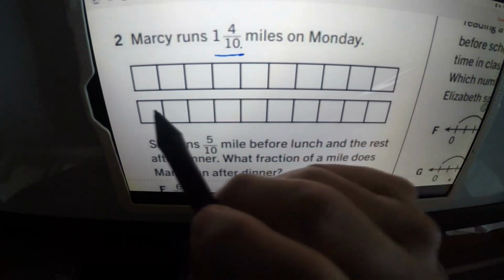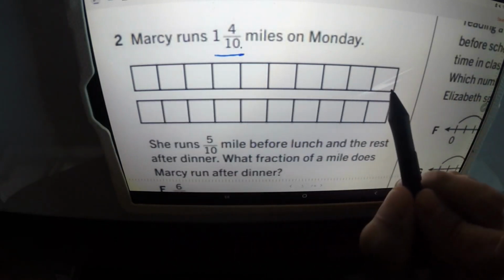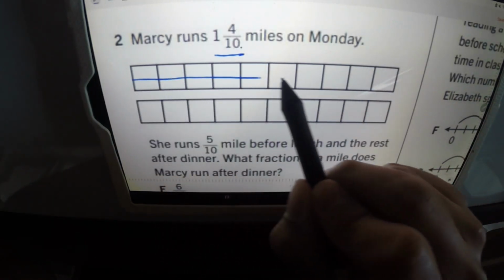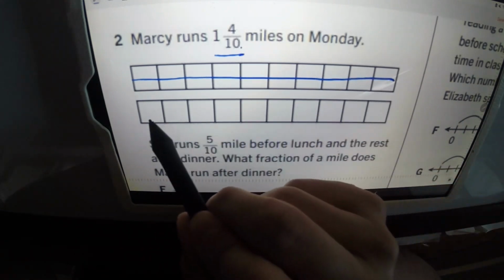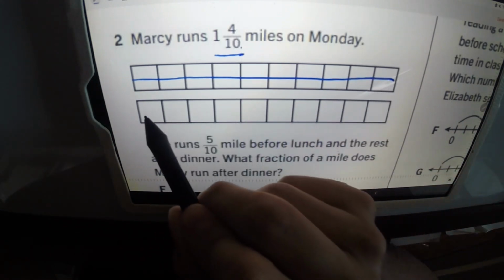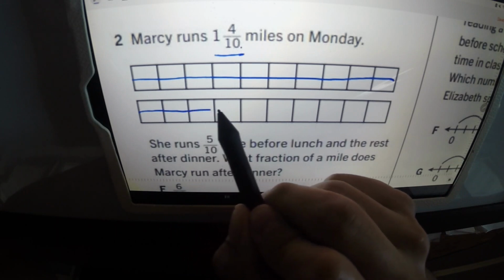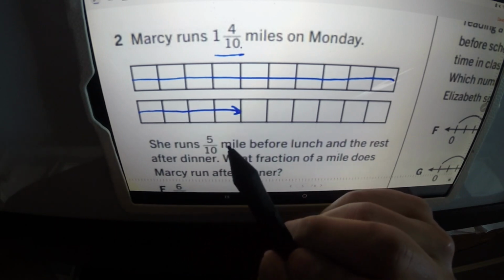1 and 4/10, right? So we count out. This is 1 entire mile, so we cross that out. Plus 4/10: 1, 2, 3, 4. So up to here, 1, 2, 3, 4. This is how much she ran total.